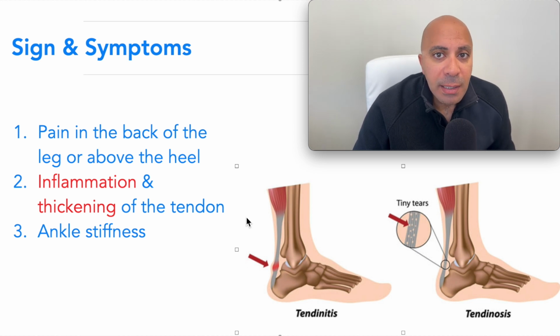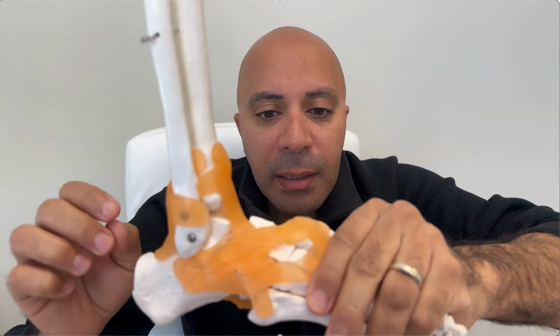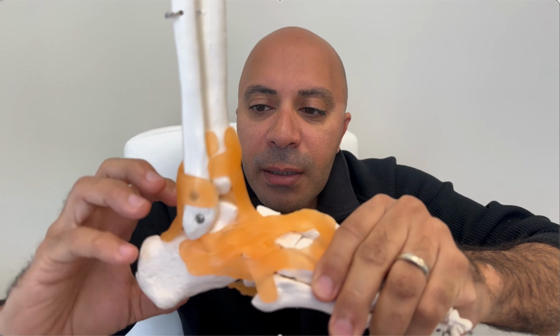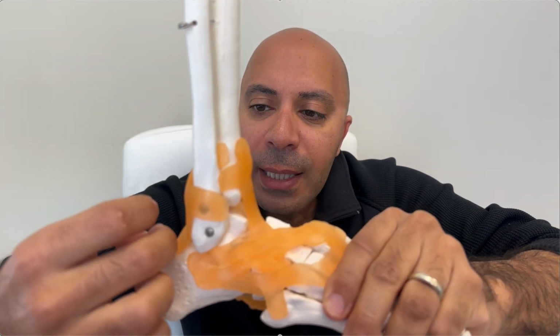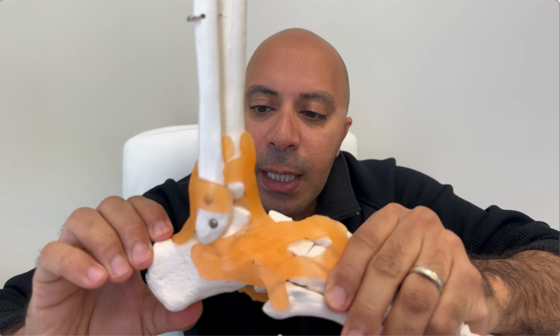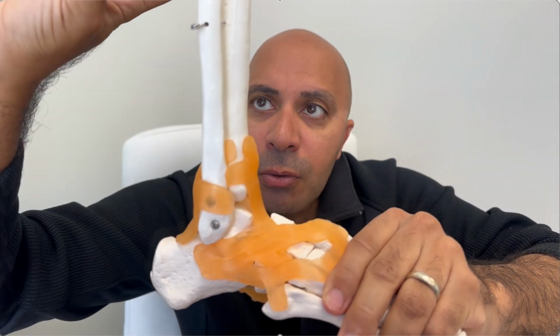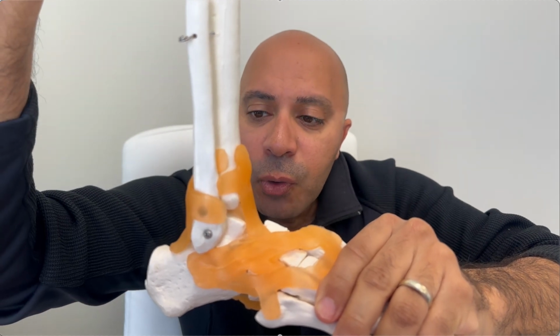The third sign and symptom is experiencing ankle stiffness. So when you walk, when you stand, when you put weight on your leg, you will feel stiffness in your ankle. Achilles tendonitis usually occurs in the back of the leg and the heel area, the pain that you experience. So you have here the heel, and the tendon attaches here at the back of the calcaneus bone, going up all the way to the calf muscle that's attached up to the knee.